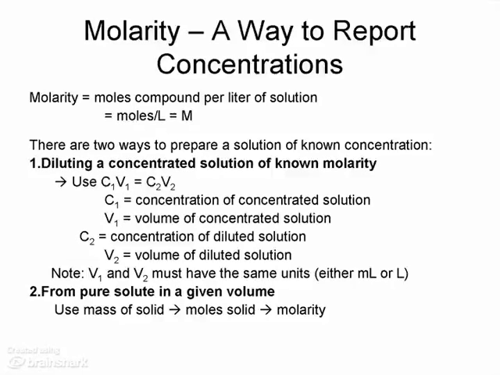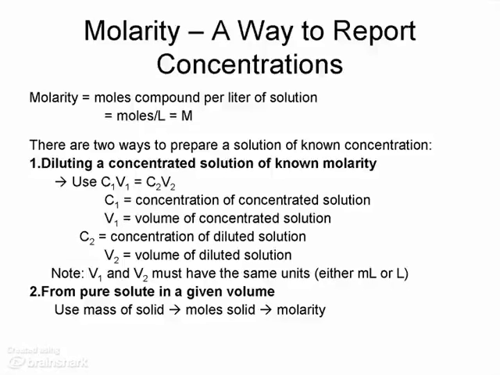So we know that it's often necessary to prepare solutions of known concentration. And there are two ways to do this. The first is to prepare a concentrated solution and take some of that to prepare a dilution. So we can use the equation of C1V1 equals C2V2 to determine how much of a concentrated solution we need to prepare a diluted solution.